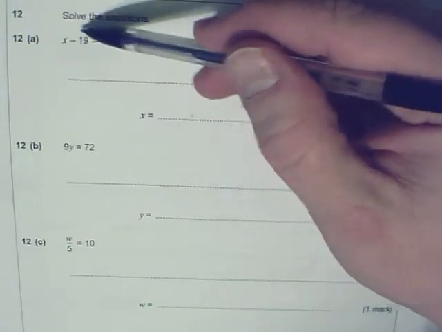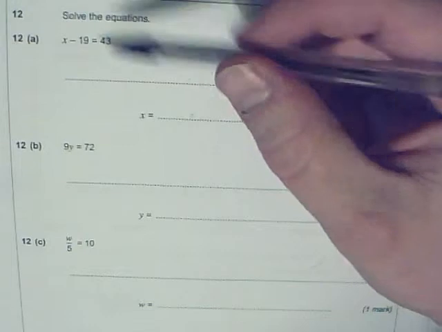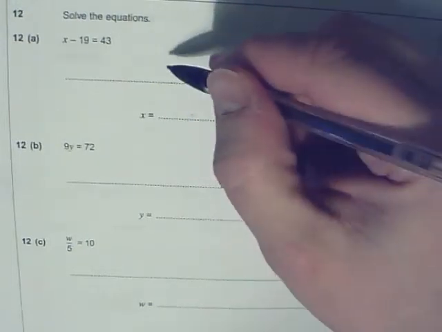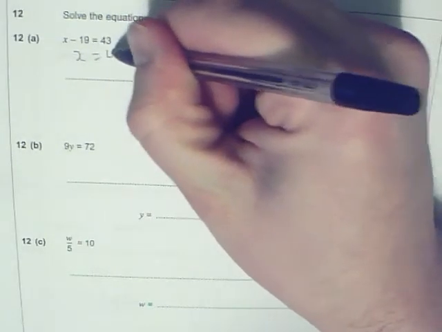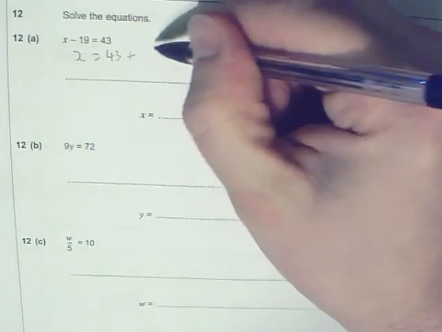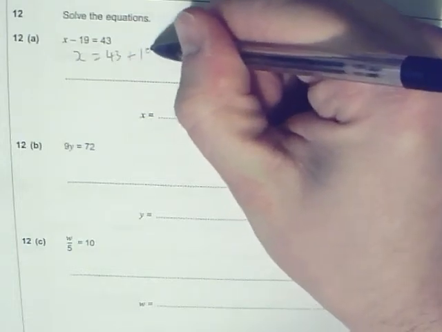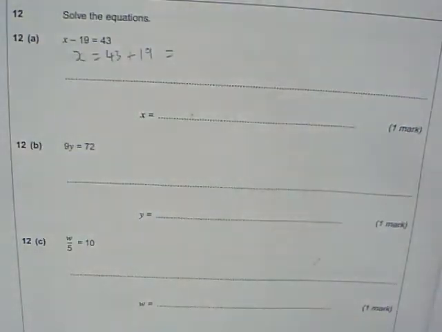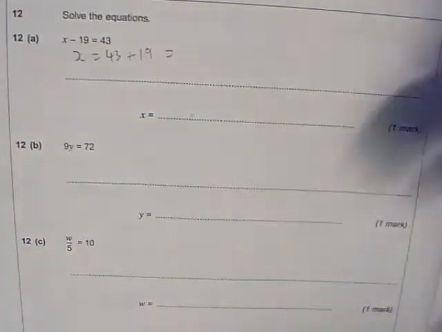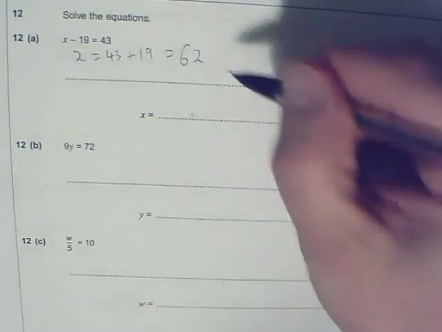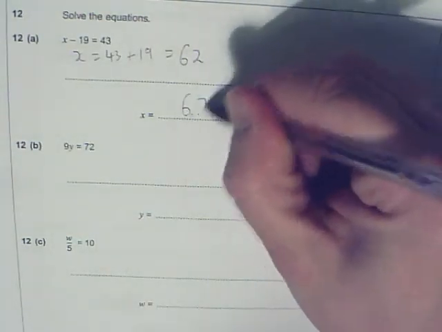So to remove them, take away 19, I've got to add 19 to each side. So that would give me x equals 43, because I've added 19 to get that away from that side, plus 19. Which gives me 43 plus 19. I can do it in my head, but you do have a calculator to double check in an exam. Why not use it in this exam? So 43 plus 19 gives me 62. So x equals 62.